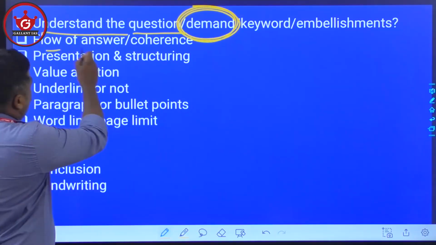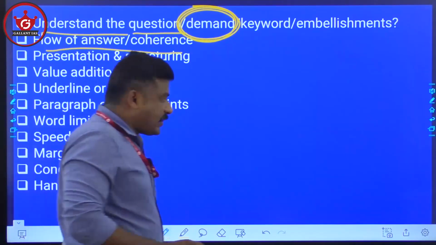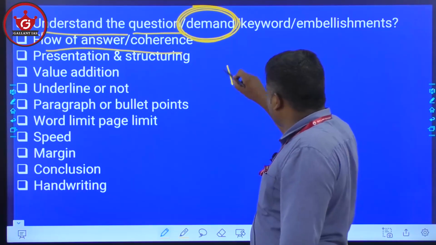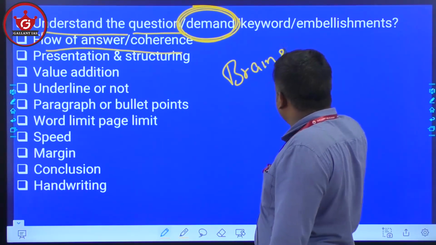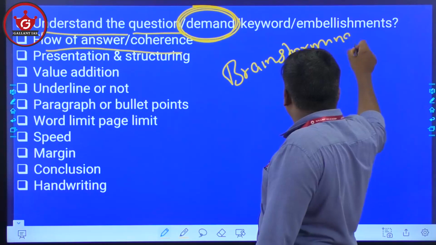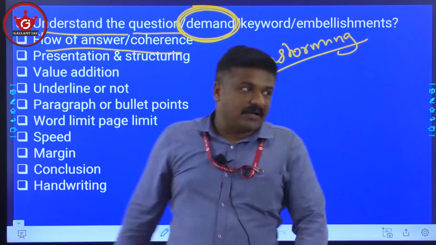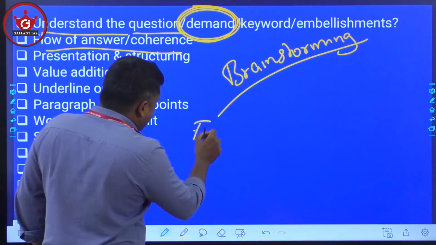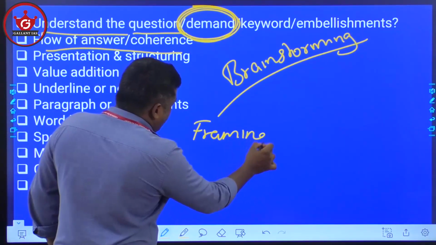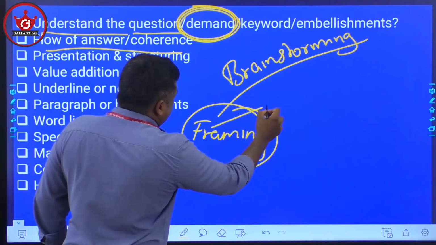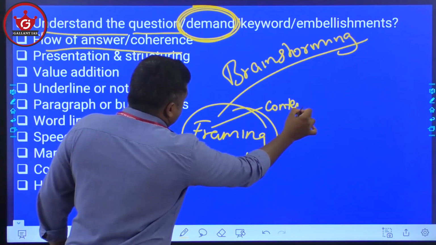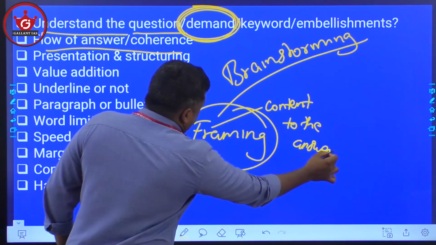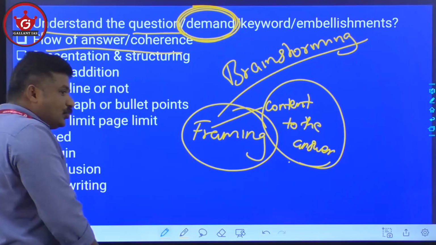Now see, the flow of the answer. Coming to answer writing, along with the reading of the question, you can do parallel brainstorming. Brainstorming is nothing but deciding what content you have to bring in or how to frame the answer. This is all about framing an answer, all about bringing content to the answer. So do the brainstorming.